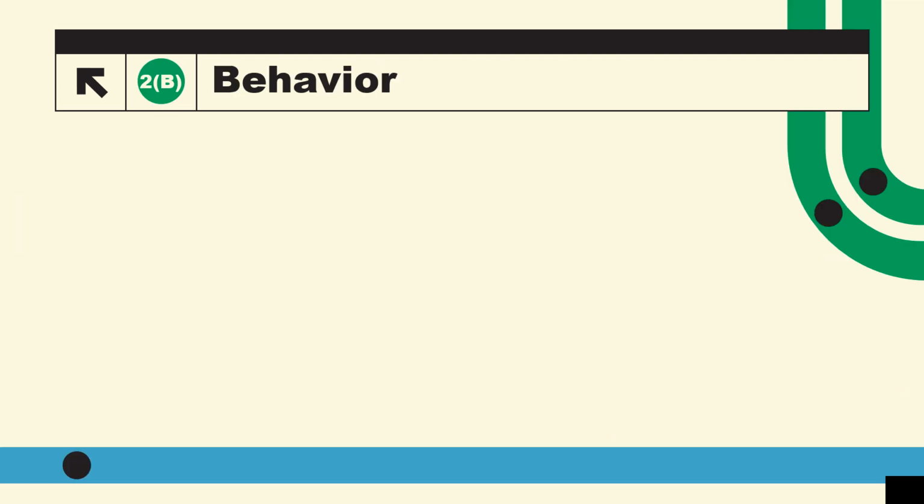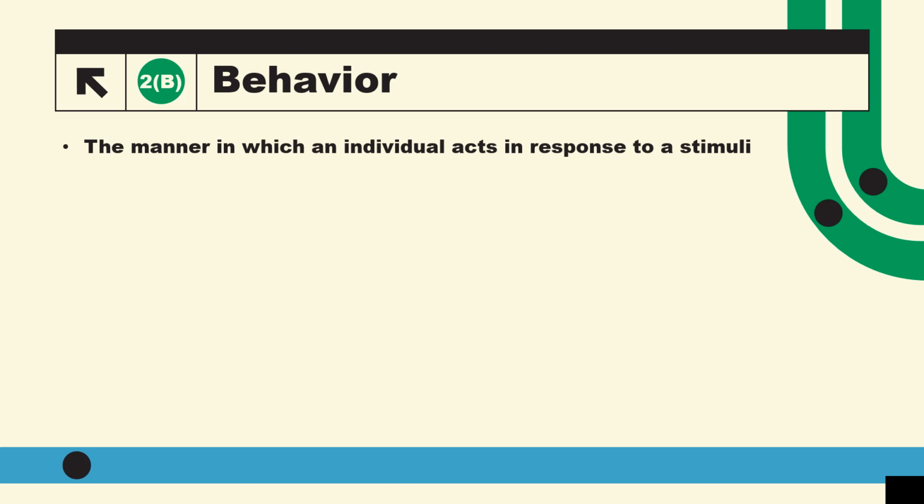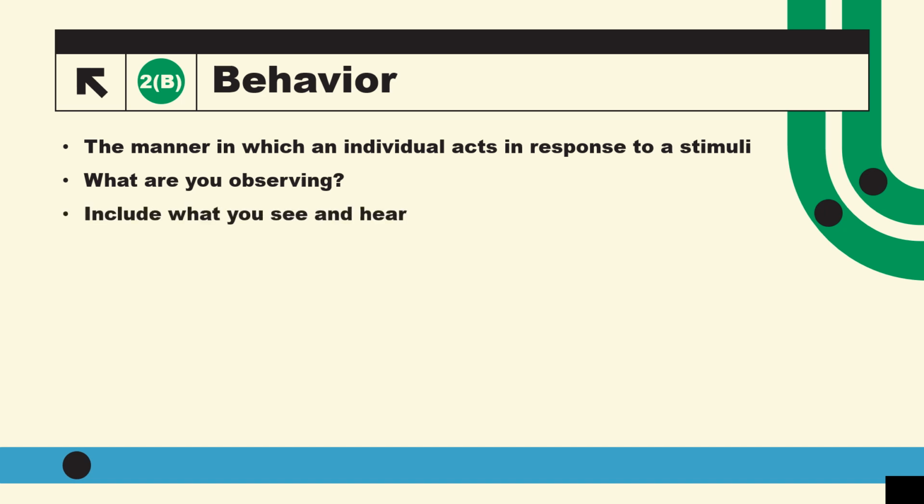The second term, or the B, is called the behavior. This is the actual manner in which an individual acts in response to a stimuli. In this part of the contingency, you are stating exactly what you are observing. This includes saying what you see and hear. Be sure to be specific yet simple, never assuming the behavior based on your personal opinions in the situation at hand.